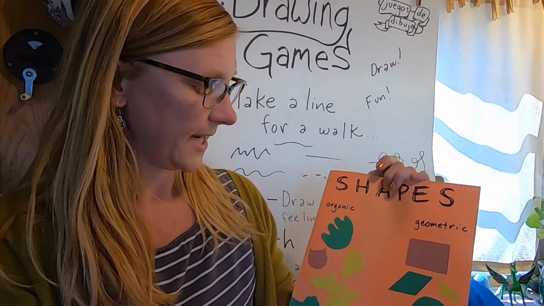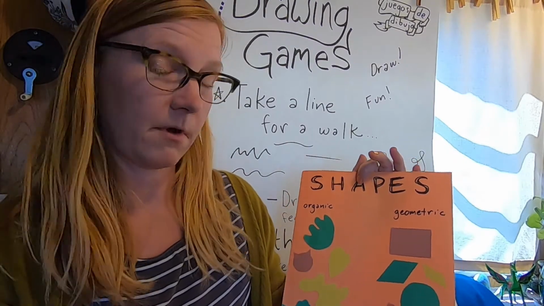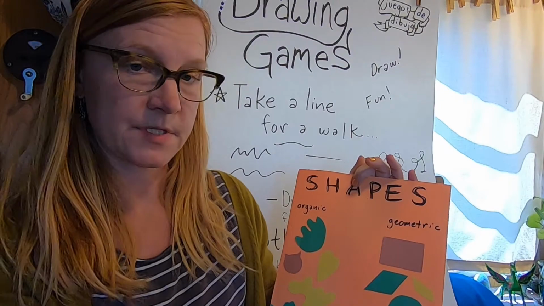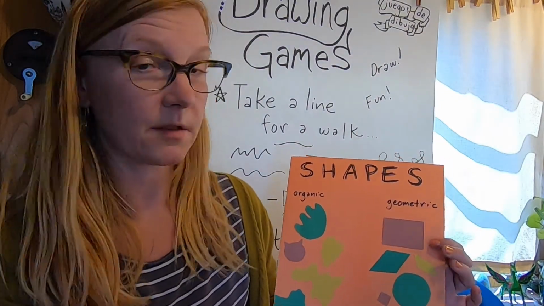So organic shapes are shapes that are found in nature, and a lot of the time they don't have straight lines. Geometric shapes do. Geometric shapes are shapes that are found in math a lot of the time. Got lots of different choices.